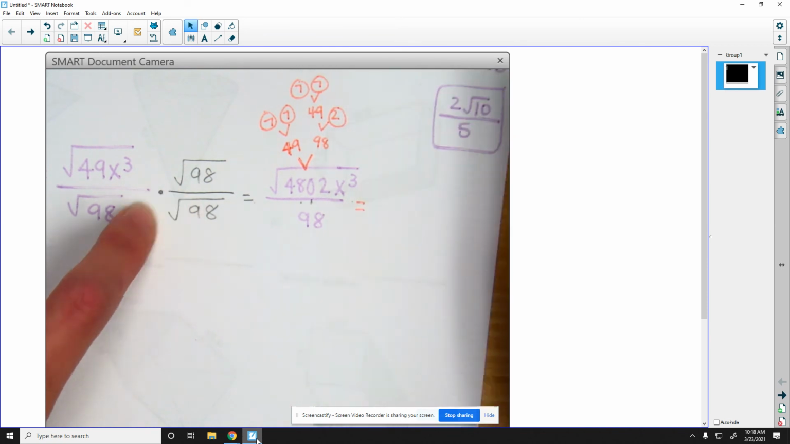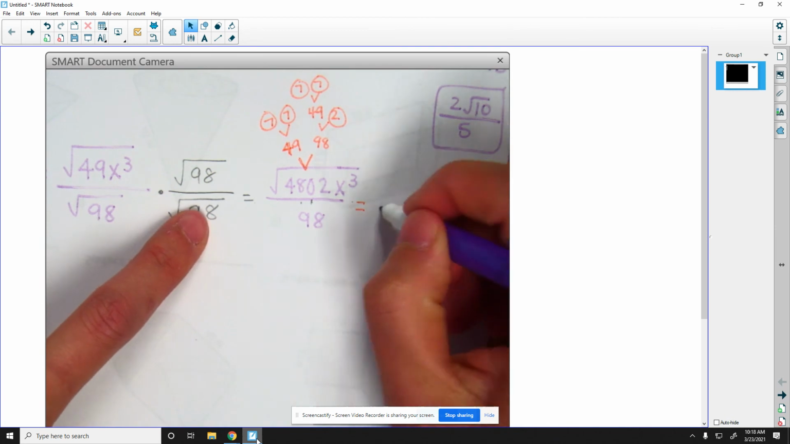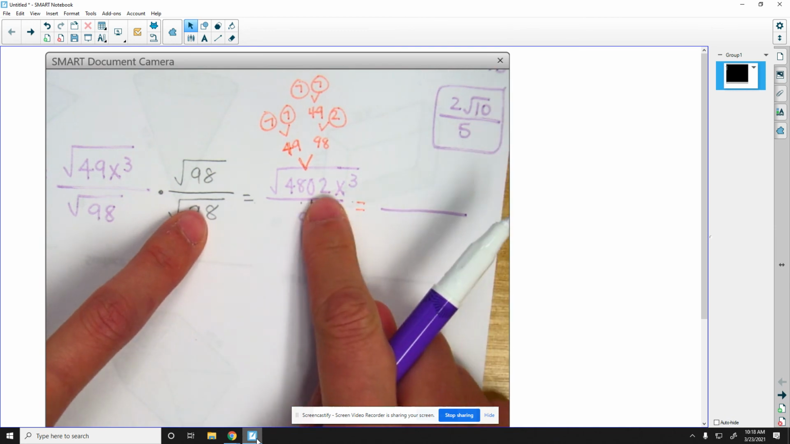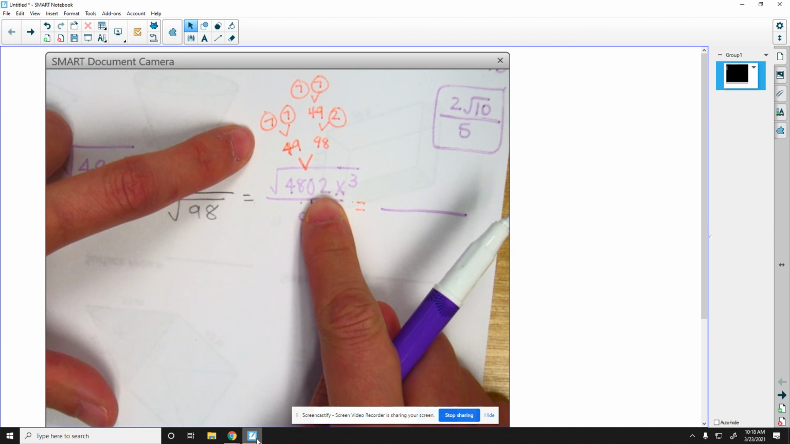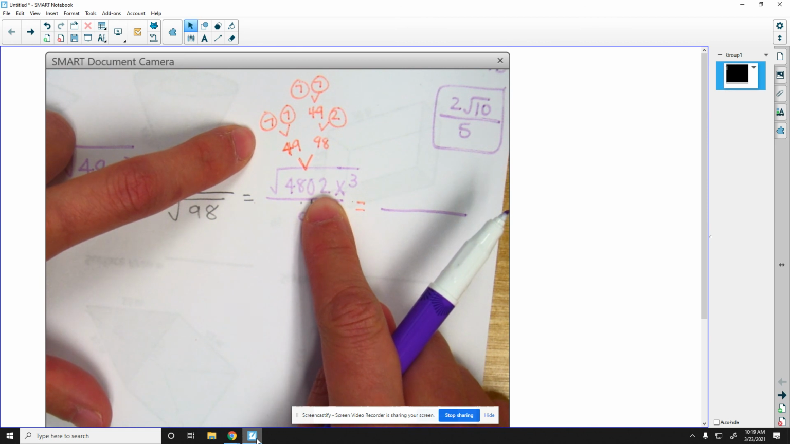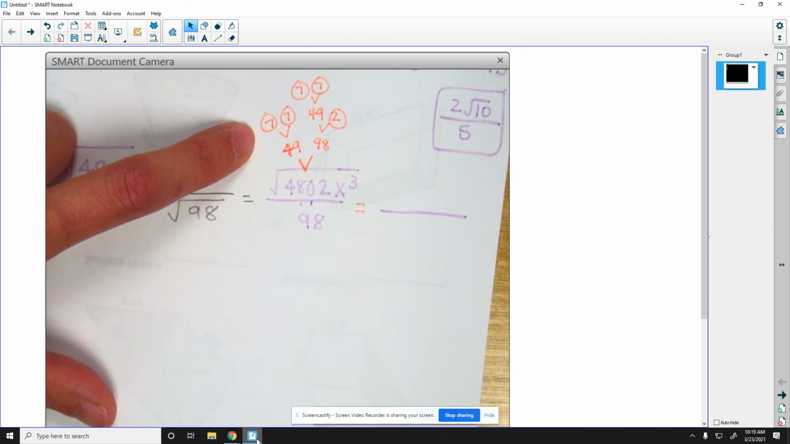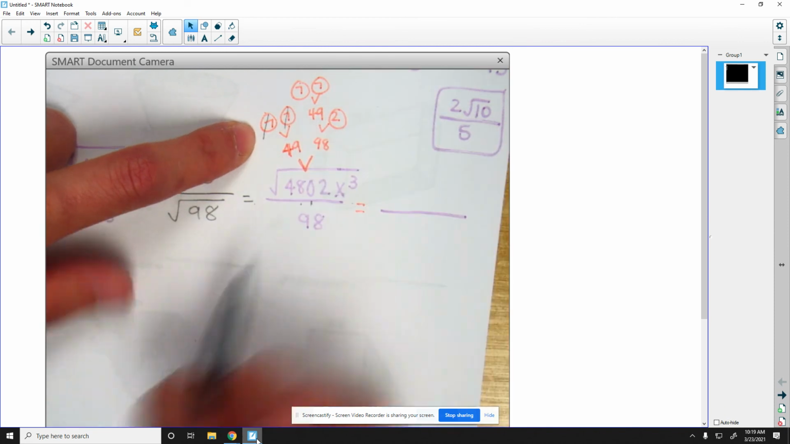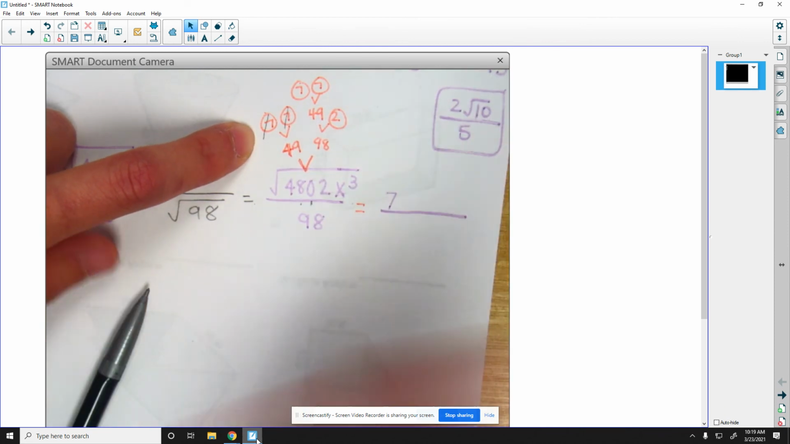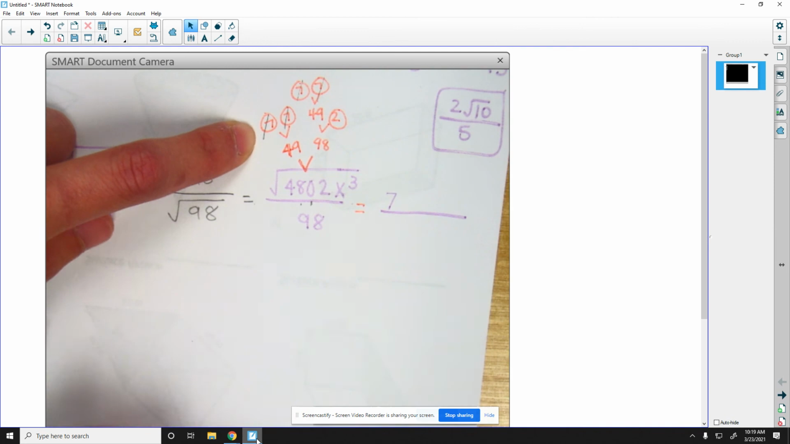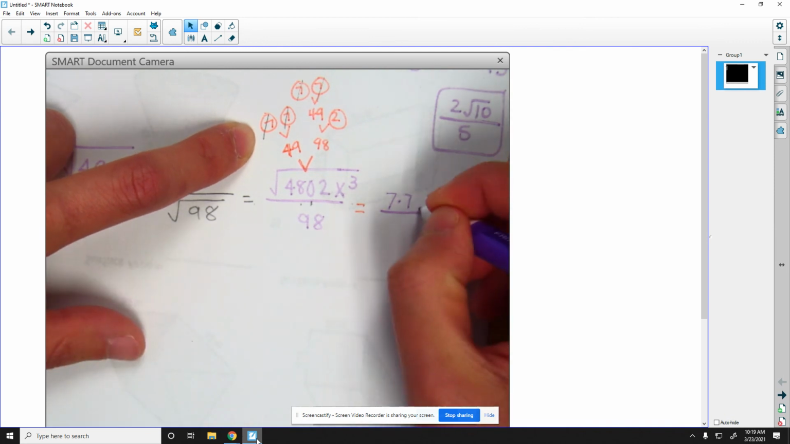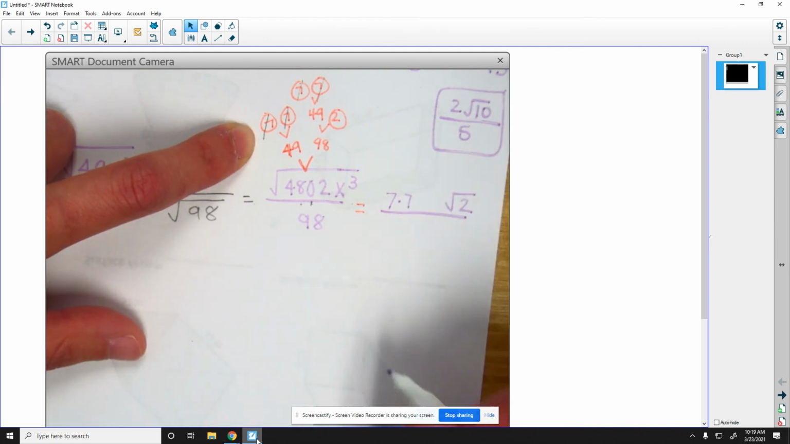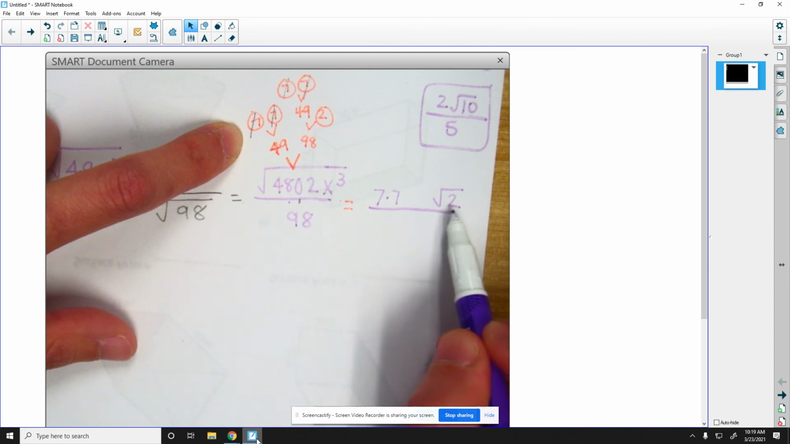So if I'm just doing the number part, 4,802 is what radical what? What did you say? Not 14 radical 2. Close. 49 radical 2, right? Because you have a 7 and a 7, so you write it once, and then you have another 7 and a 7, then you write it again, and then you have the radical 2. So that's how I get 49 radical 2.